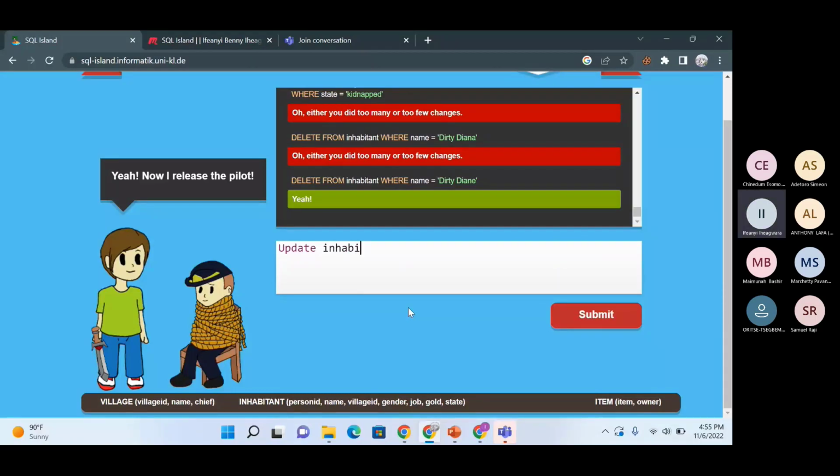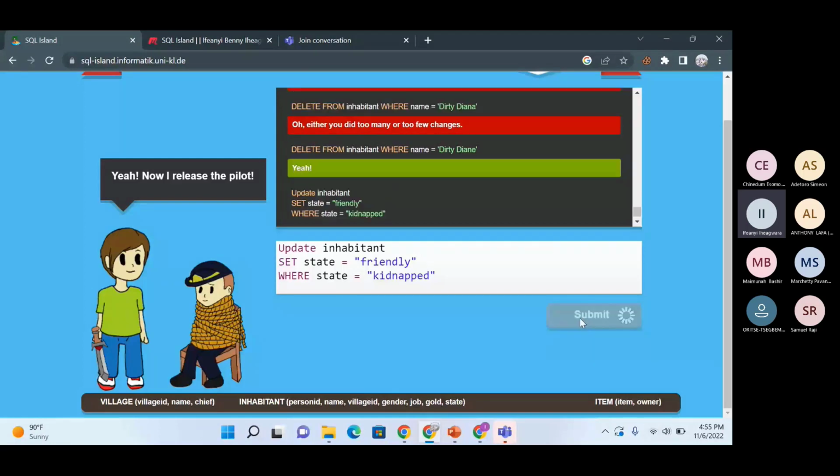We're going to set the states of the pilots, those that are set as friendly, where their current state is kidnap, to the set state. Yes, so now I've released the pilots and we're free.